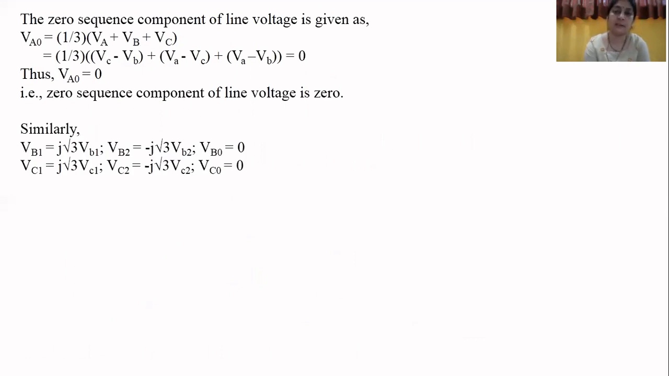Similarly, whatever has been done with respect to phase A can be continued and extended to phase B and phase C. So V capital B1 is j root 3 times of V small b1. V capital B2 is minus j root 3 times of V small b2, and V capital B naught is 0. Same thing continues with phase C.